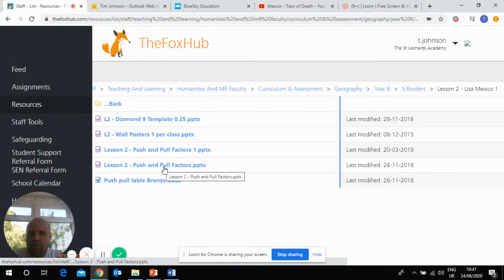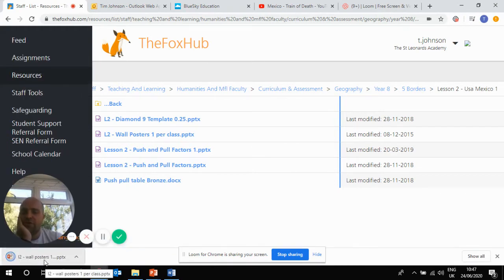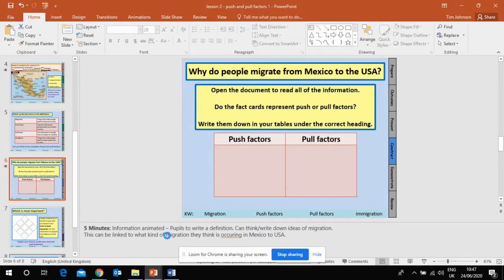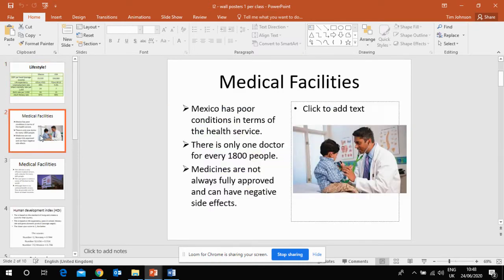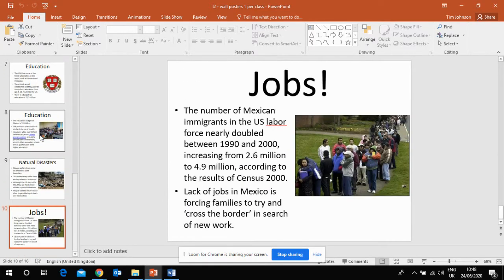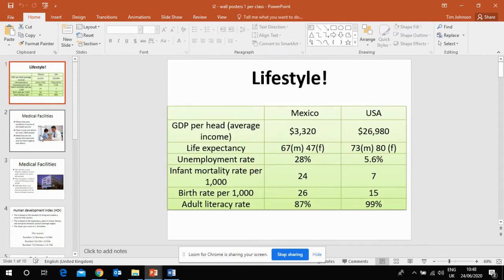Here we go. It will be called L2 wall posters. And if we just wait for this to load down the bottom. Okay, you have got 10 push or pull factors that you'll be having a look through.